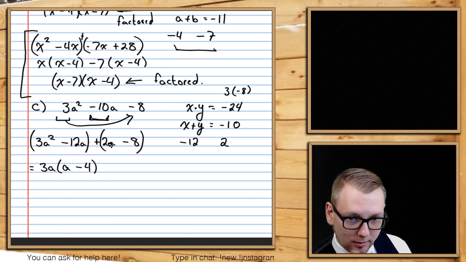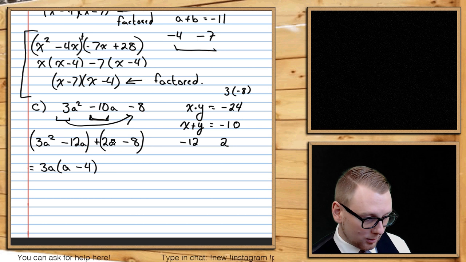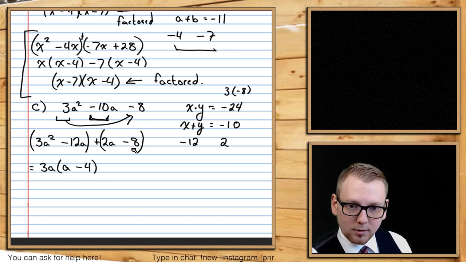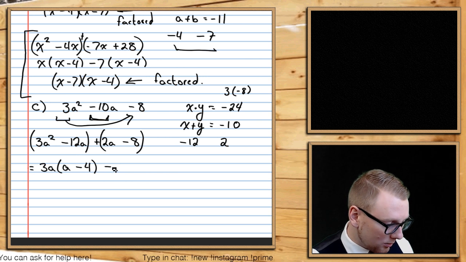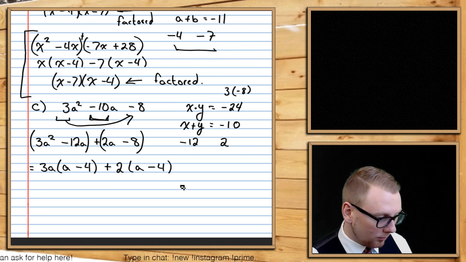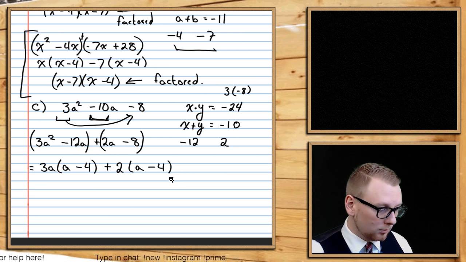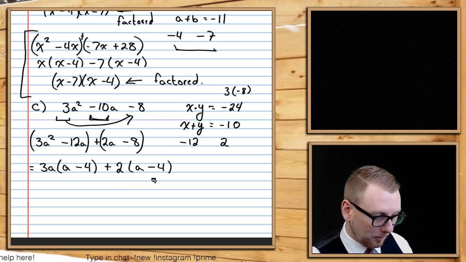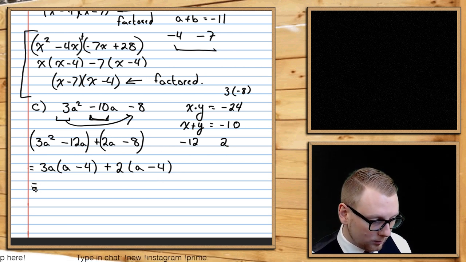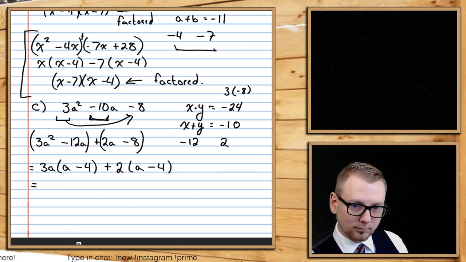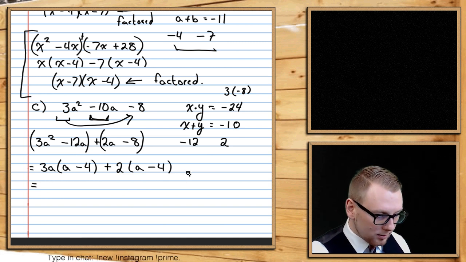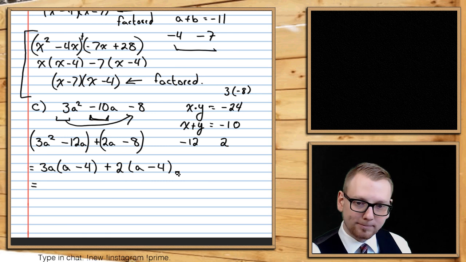Okay. And then we're going to take something out of the second one. Well, there's a 2 that we can take out of it. So we're going to just take out a 2, leaving 2 times a minus 4. Now you should be able to recognize this factoring from those first questions we did. So I want you to write down what this turns into now when you factor it out.